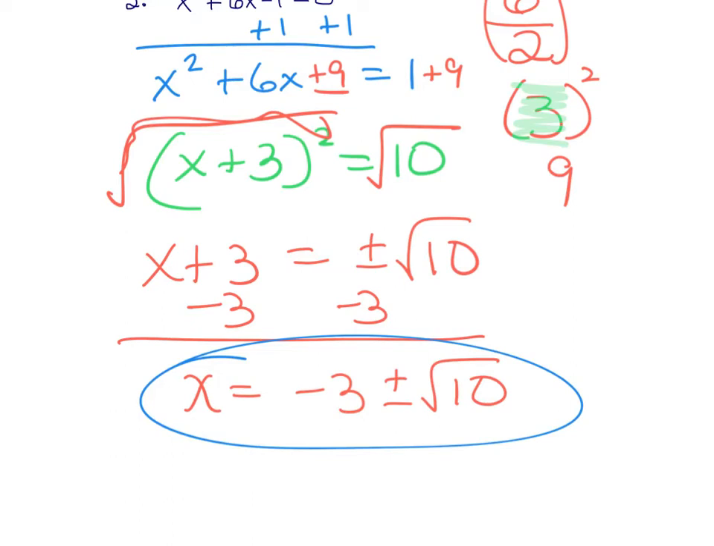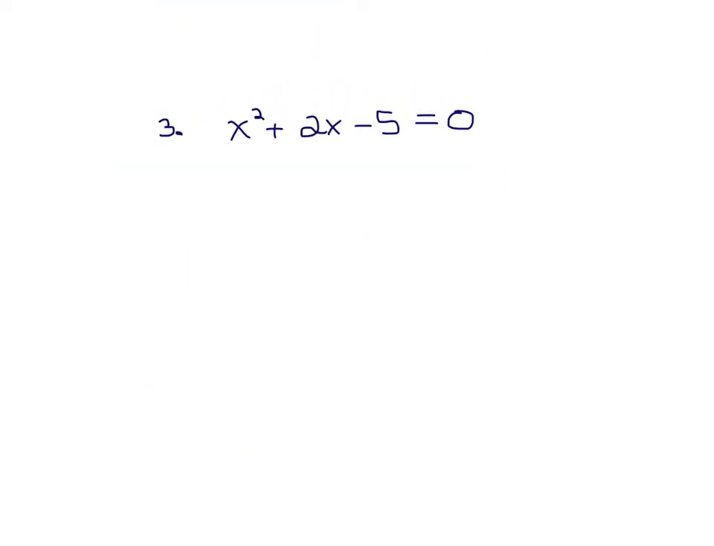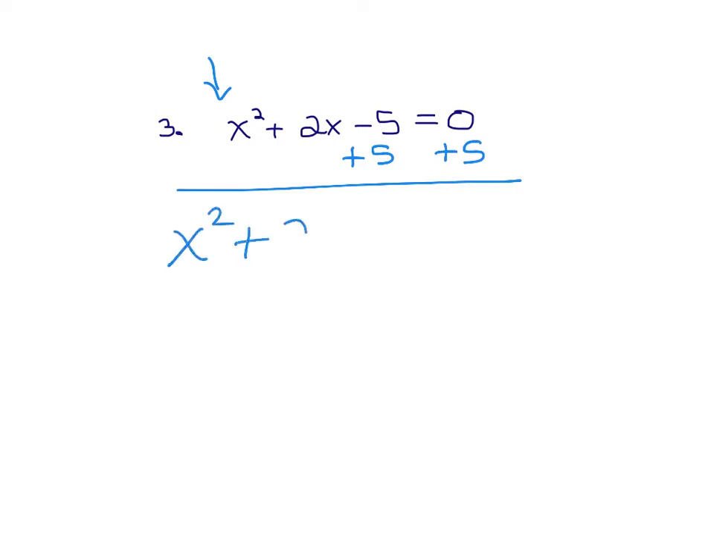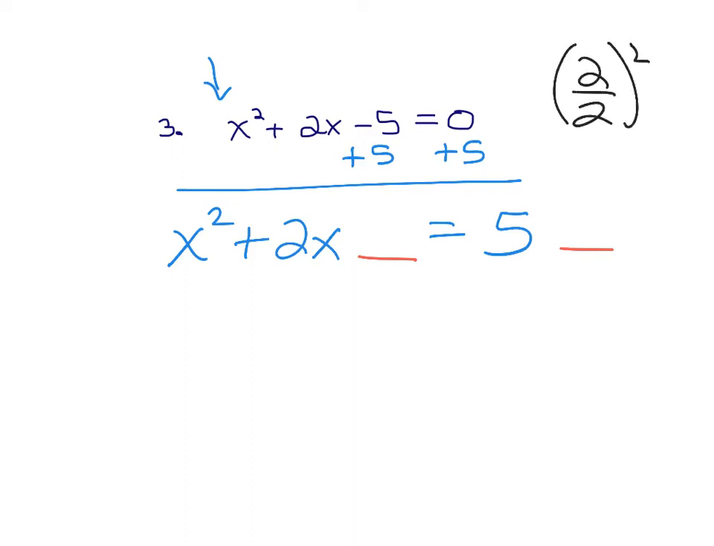Let's try another one. Again, check to see that this number in front of x squared is a 1. It is. Step 2, move the constant. Leave a blank space. Take the b term, divide it by 2, square it. 2 divided by 2 is 1. 1 squared is 1. I'm adding 1 to both sides.